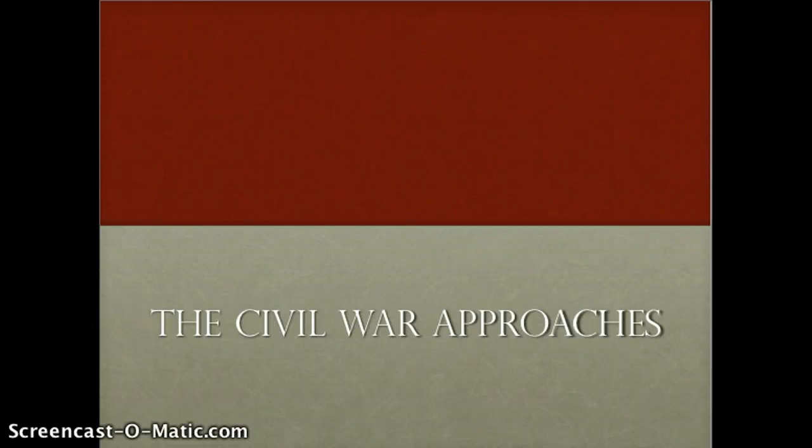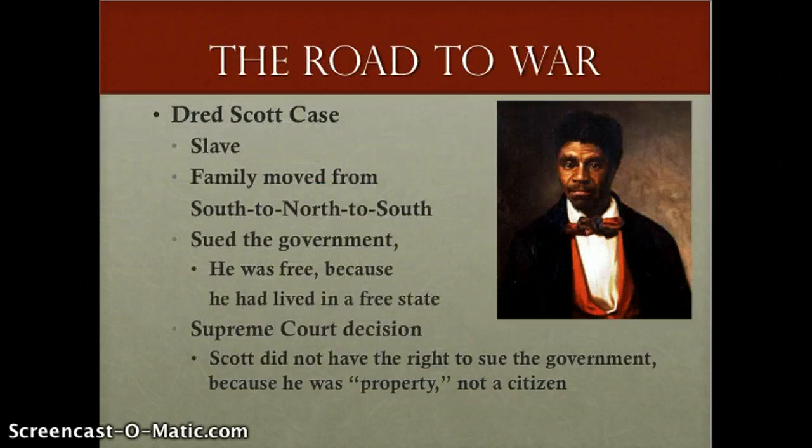Today we're going to take a look at a few major events that helped lead us up to the beginning of the Civil War. The first of these events is the Dred Scott case.